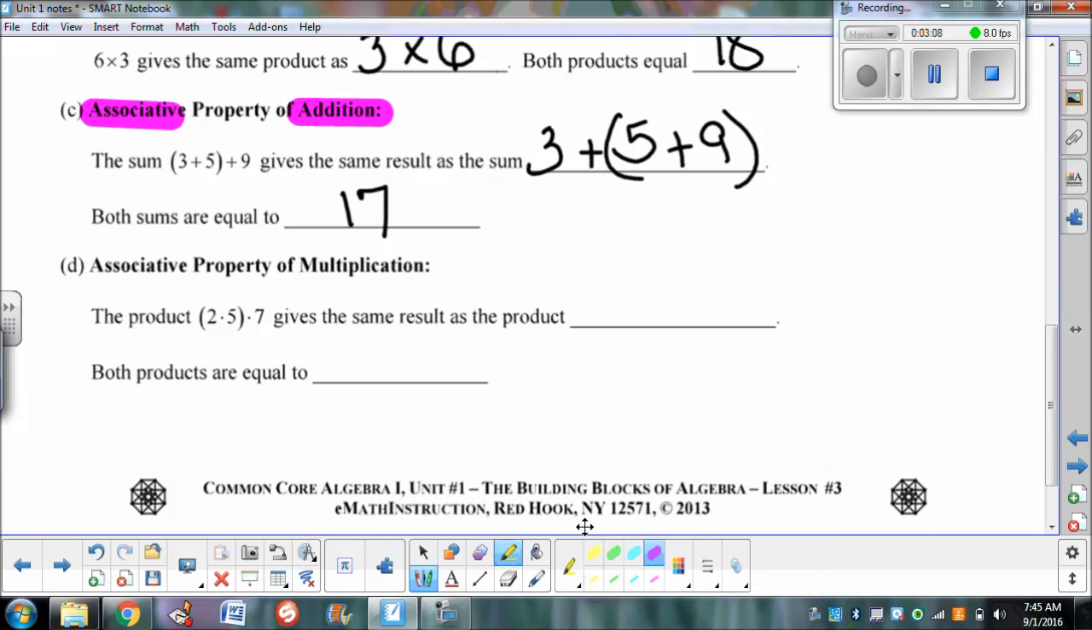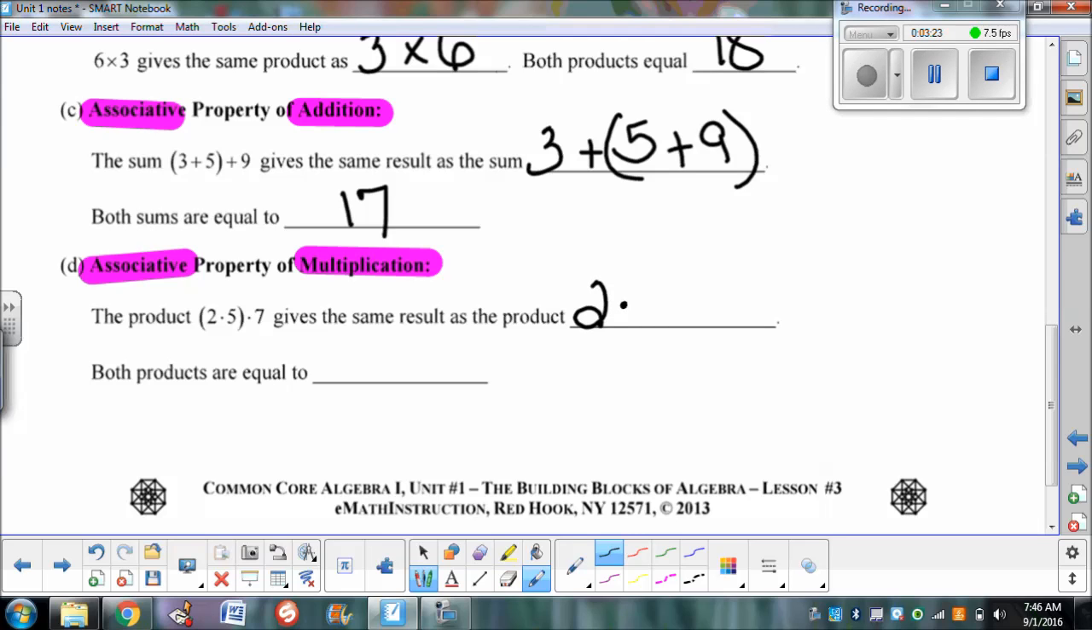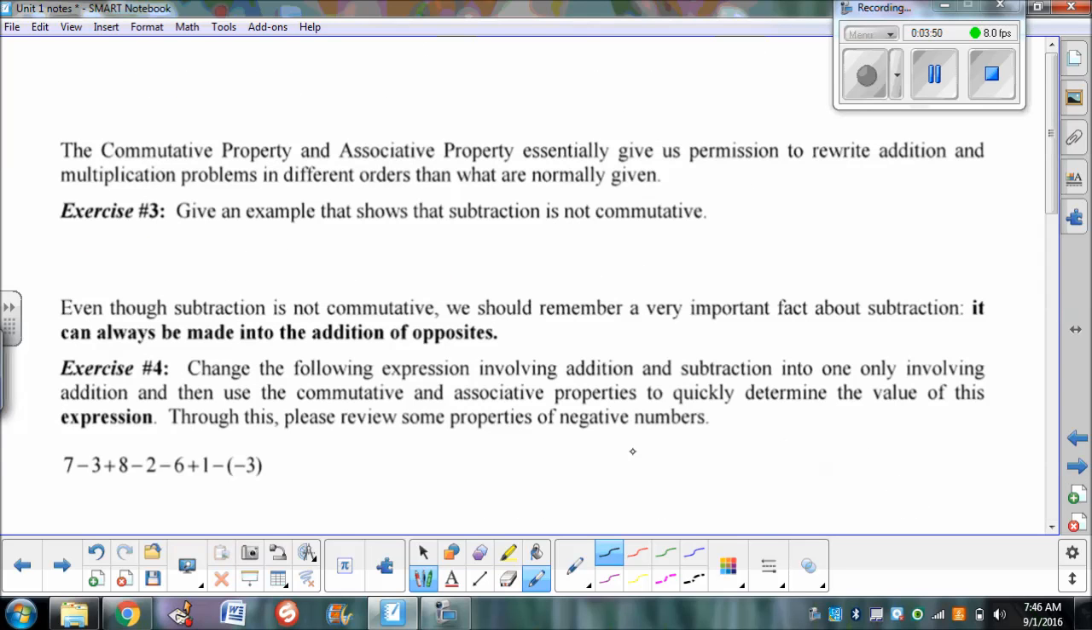So multiplication works the same exact way. So the groupings do not matter in multiplication. So in this one, the product of 2 times 5 times 7 gives the same result as the product of, if we shifted the group to 5 times 7. So we know in this first group, well, we know that the product is going to be 70. 2 times 5, 10 times 7 gives us 70, or 5 times 7, 35 times 2, and that also gives us 70. So those are those 2 properties, associative and commutative, and they both work for addition and multiplication.